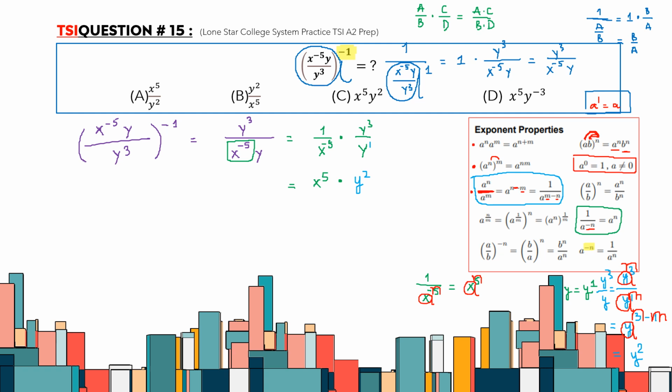So we see that the answer is x to the power of 5 multiplied by y squared, and this is C. Practice makes perfect, so practice more. You will get it.